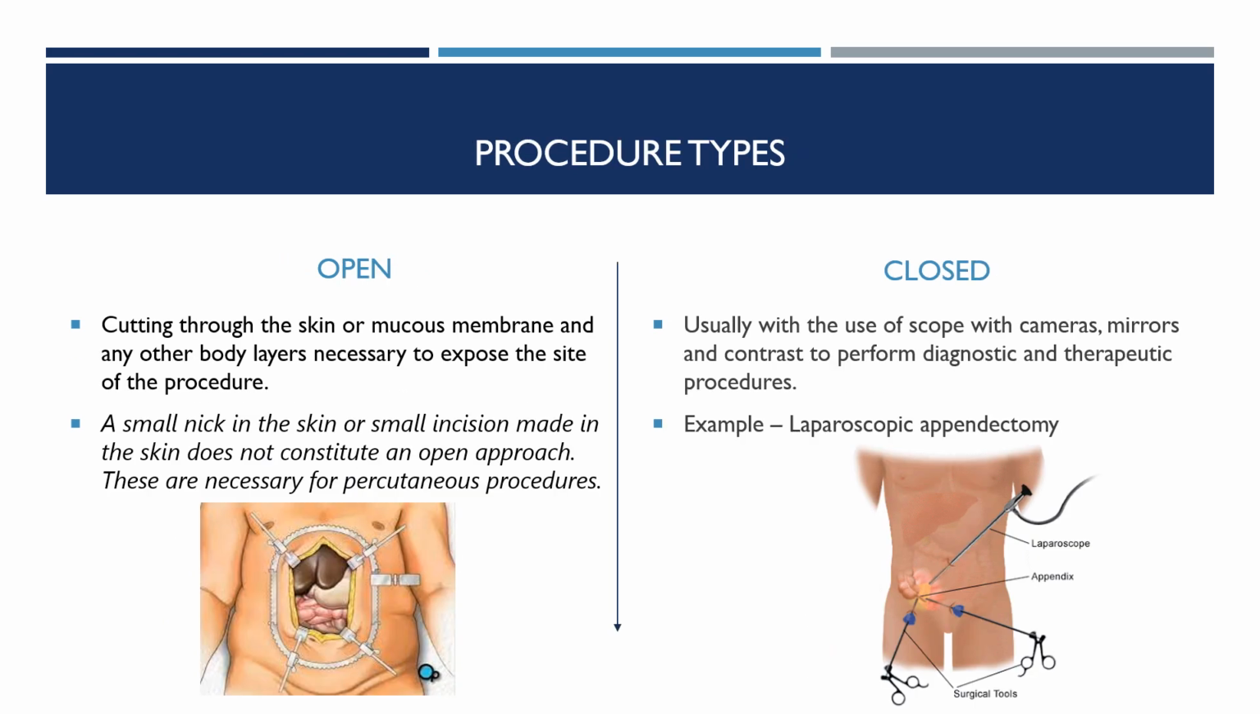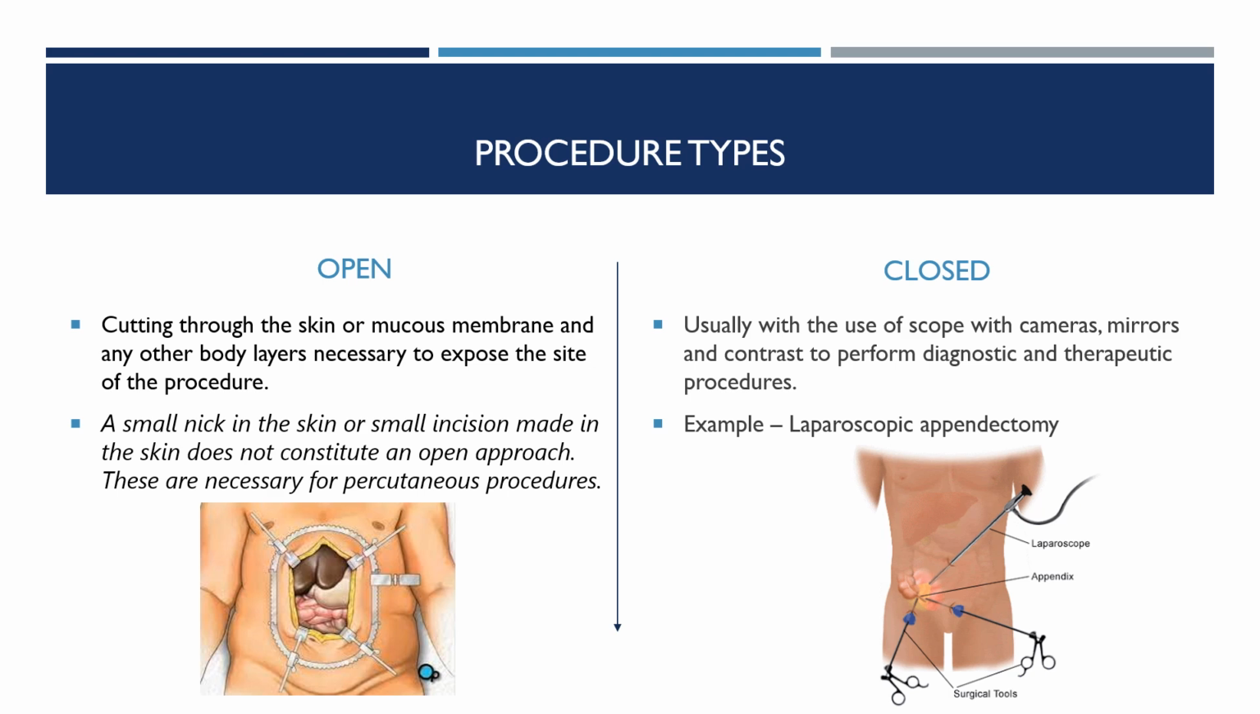Moving on to the procedure types, you have open and closed. An open procedure is where you will cut through the skin and the problem site is exposed. You can see a picture here where the site is open and the procedure is then being done. And you have to note that a small nick or a small incision made in the skin does not count as an open approach. These are actually percutaneous procedures.